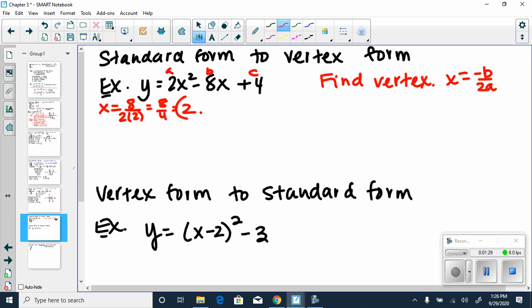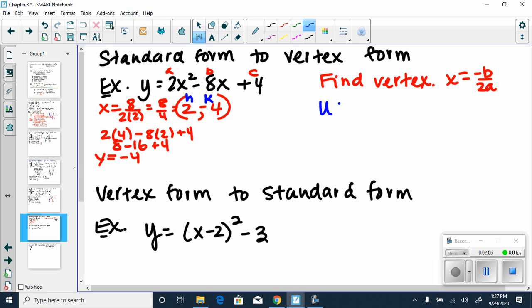Now, if I plug 2 back in, I end up getting y. So plugging 2 back into that is going to give me 2 times 2 squared, minus 8 times 2, plus 4. And that's 8 minus 16 plus 4. And that ends up being negative 4. Okay? So y ends up being negative 4. Once you find the vertex, that is your h and your k. Okay? So 2 is h, negative 4 is k.